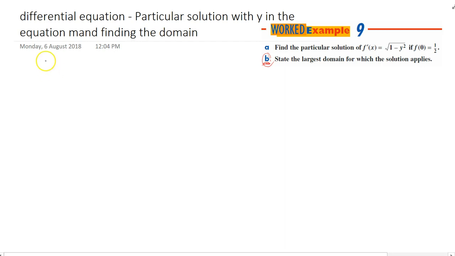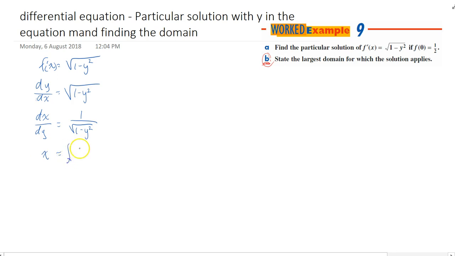All right, so we've got f dash x is equal to the square root of 1 minus y squared. Rewriting that, we've got dy/dx equals the square root of 1 minus y squared. Problem, y is in the equation, and we've still got dy/dx, so inverting everything, we have dx/dy equals 1 on the square root of 1 minus y squared. Now obviously we want to do x equals the integral of that, 1 on the square root of 1 minus y squared.